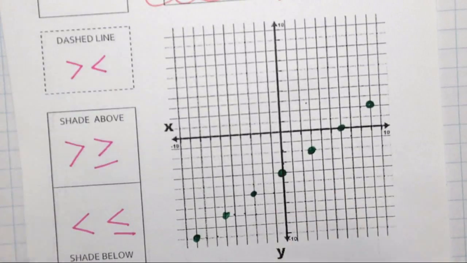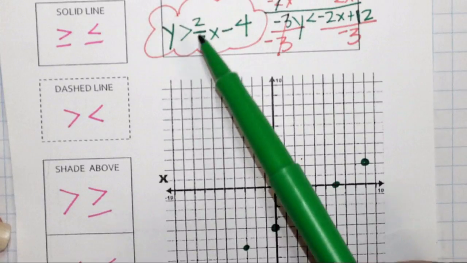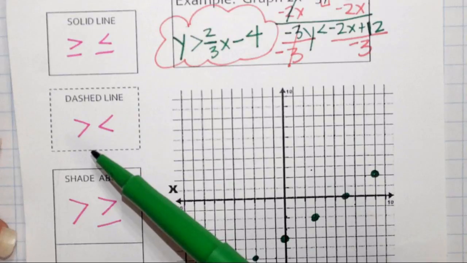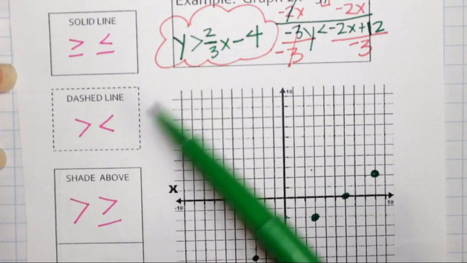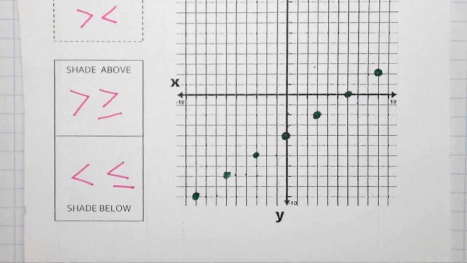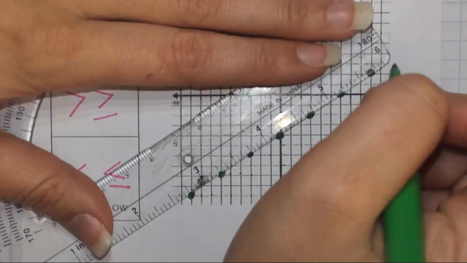Dotted or a dash line. Now the way you figure it out is you look back at your inequality. Does this one look like the top one or the bottom? The bottom, because it doesn't have a line under it. So it's a dash line. So you're going to take your straight edge and you're going to make a dash line.